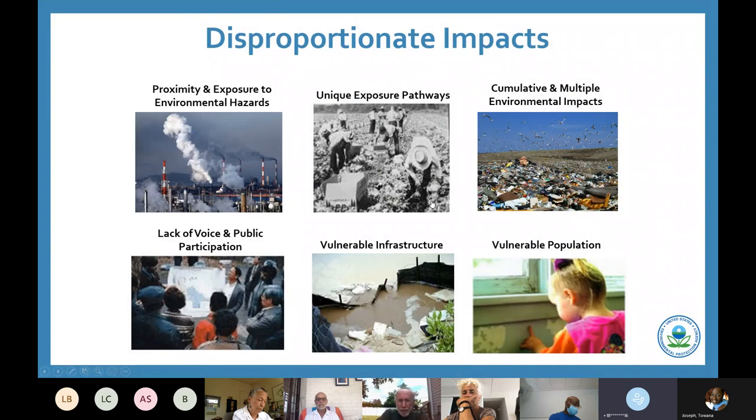All right. So additional information as far as disproportionate impacts. You have environmental impacts. You have proximity and exposure to environmental hazards, unique exposure pathways, cumulative and multiple environmental impacts, lack of voice and public participation, vulnerable infrastructure, and vulnerable population.